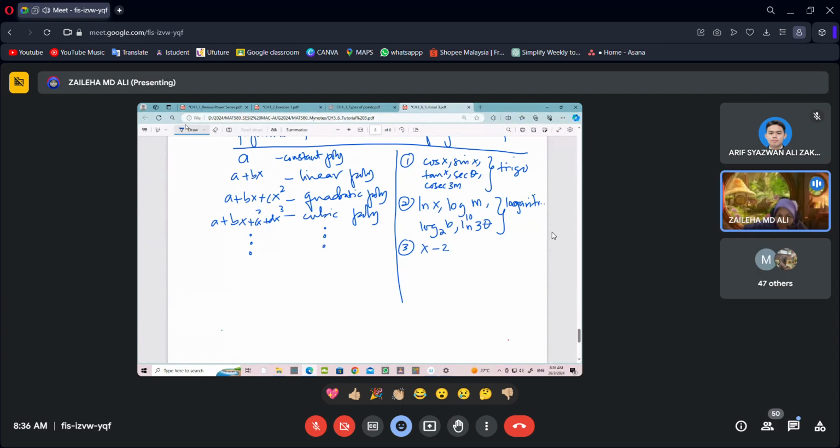Power negative 2, X power negative 2. X power negative 2 is equals to 1 over X squared. Well, yeah, correct. So what do we call this? Inverse function. Yes, inverse function.